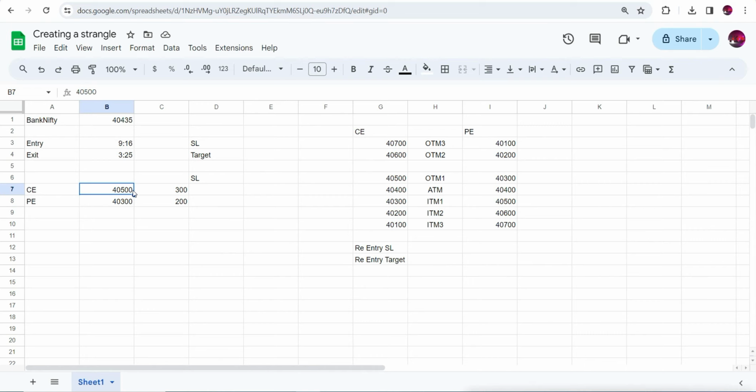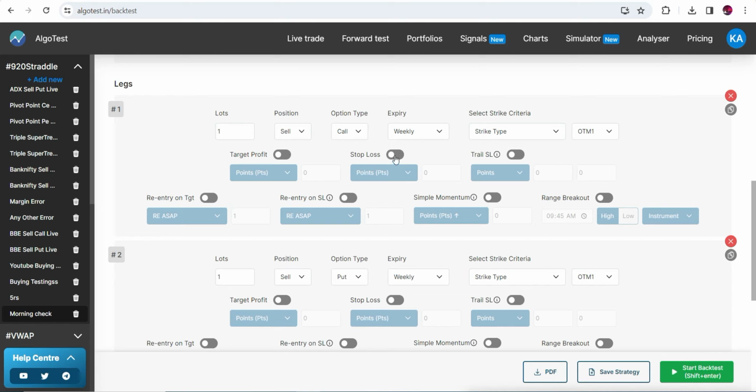So assume the price we got for call option or OTM1 call option is 300 and the price we got for 4300 put option is 200 rupees. Now we will add a stop loss also. In stop loss we have different options for which type of stop loss we want to select. For today I am selecting percentage stop loss, that is 40% stop loss. However, in our previous video I have explained all the features in detail of how you can select the stop loss. So target profit we are not selecting, we are just simply selecting 40% stop loss here.